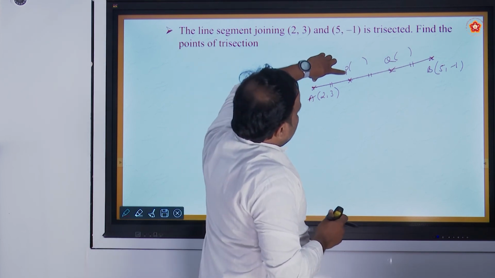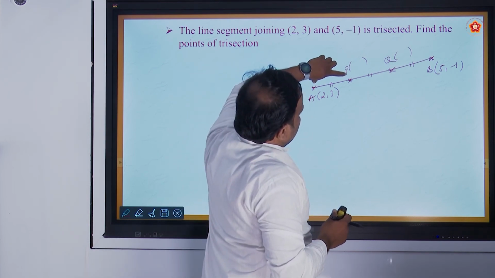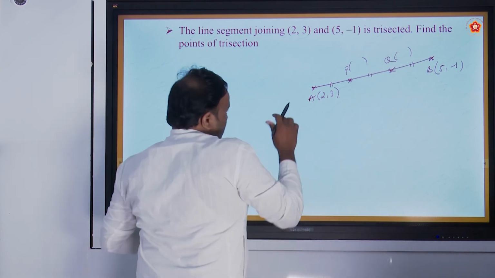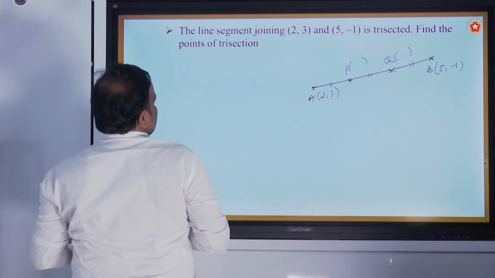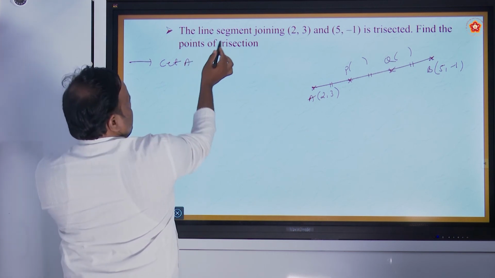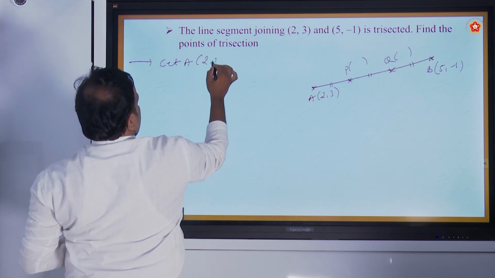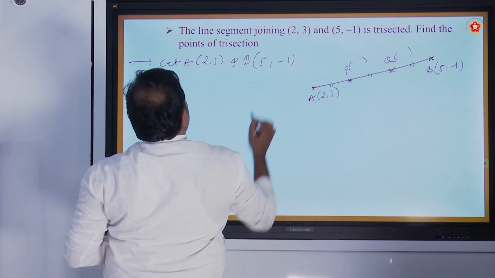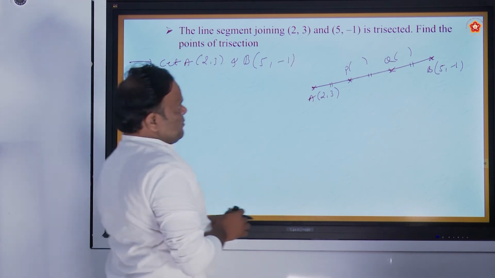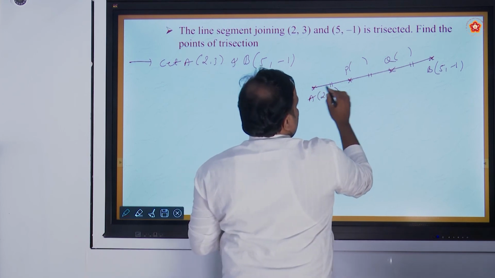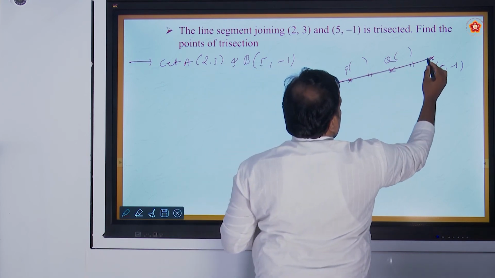Trisected is nothing but making 3 equal parts. Correct? 1, 2, 3. 3 parts are there. So take 2 points P and Q. Clearly, let A be (2, 3) and B be (5, -1). Observe here. First find the coordinates of P. So there are 3 parts: one part, second part, third part.